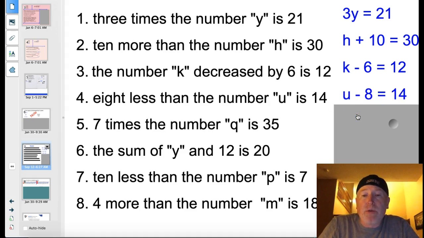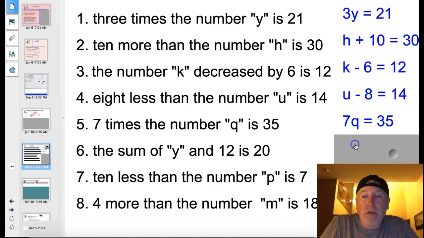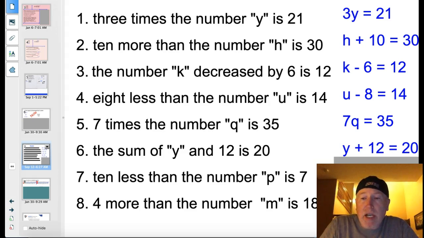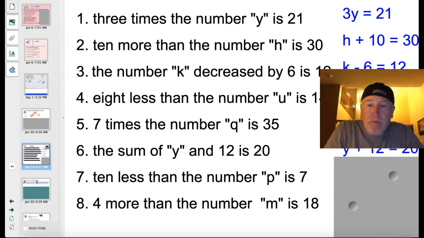7 times the number q is 35. We can do this. We don't even need permission. The sum of y and 12, no, sum means addition, is 20. Got that one. And I have to slide myself up here to catch these last couple.